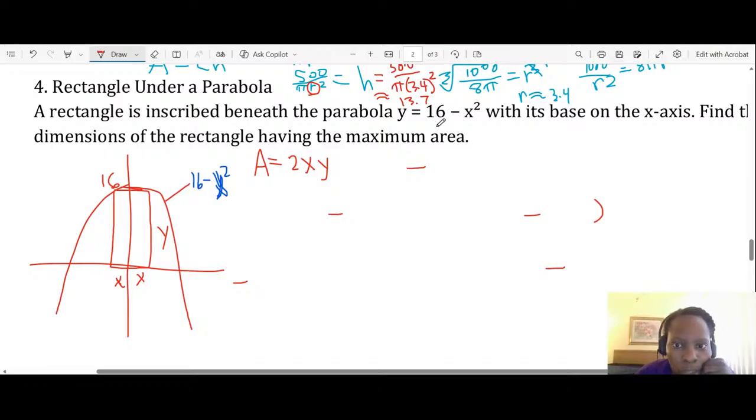Well, we're told that y is 16 minus x squared, so we're going to just replace y with 16 minus x squared, so we have it all in terms of one variable. Okay. So what we can do is distribute, and we'll have 32x minus 2x cubed.